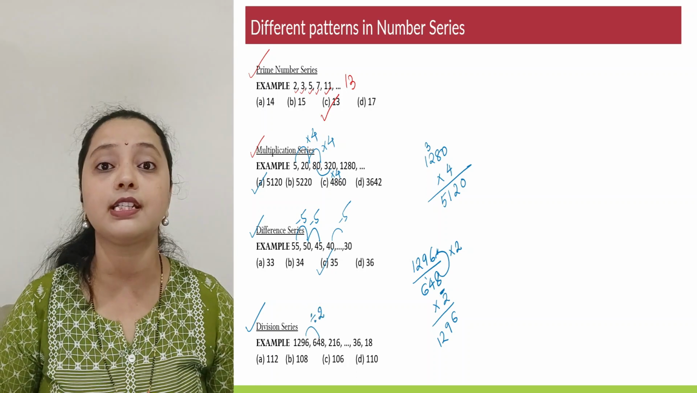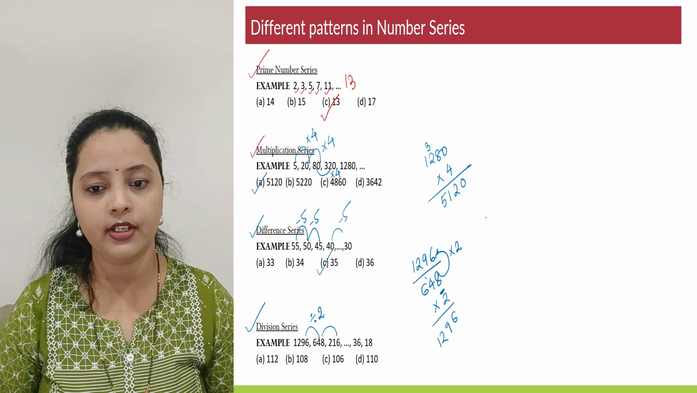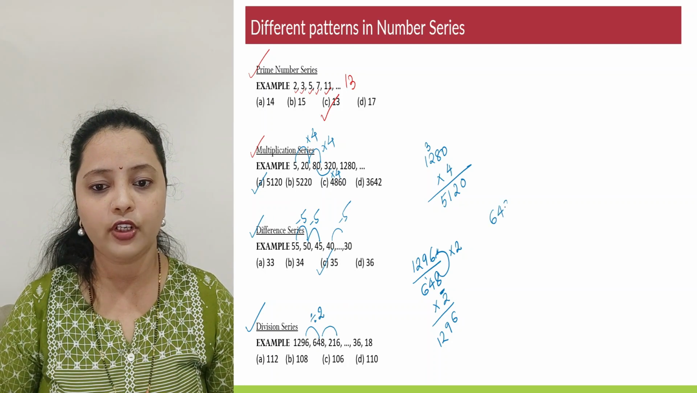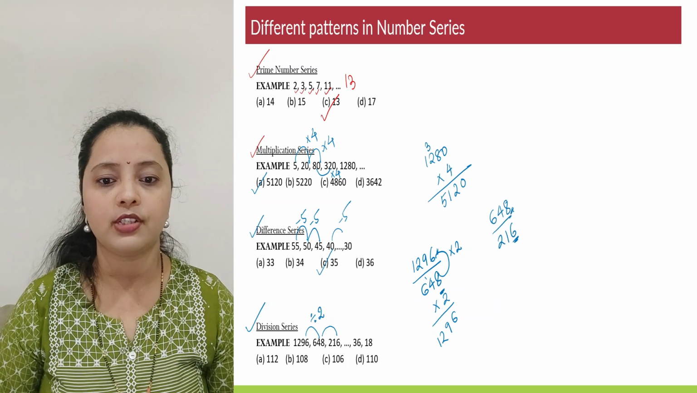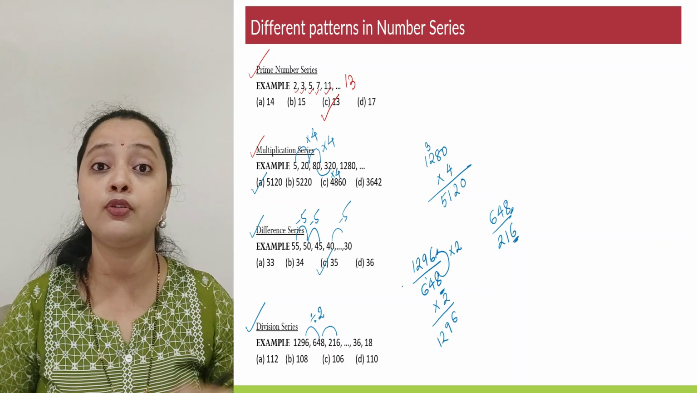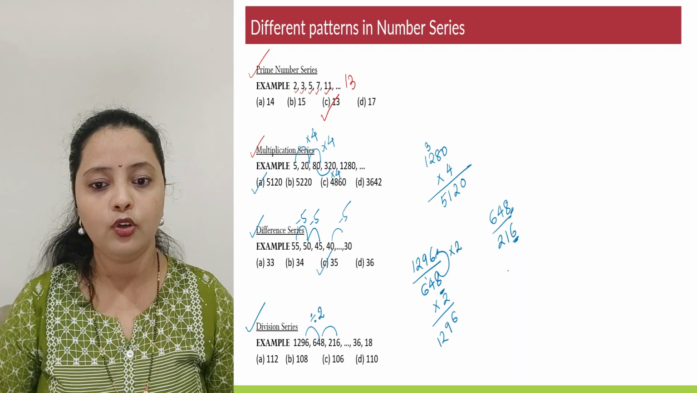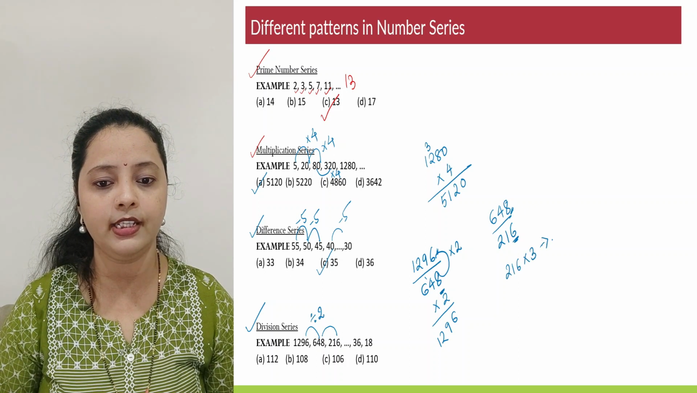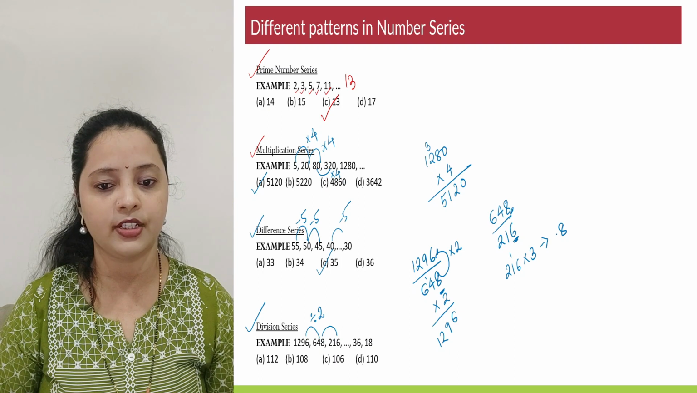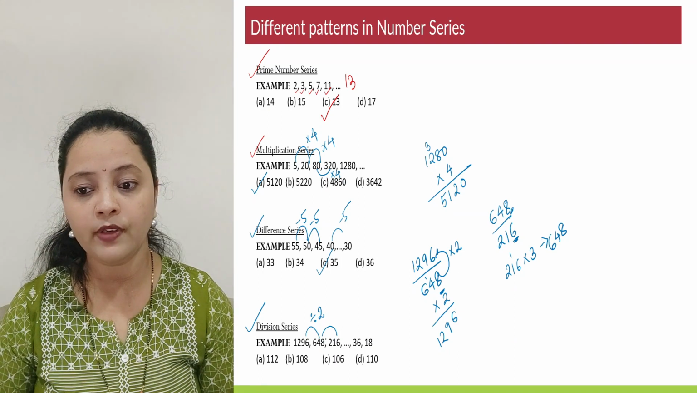Now going forward, 648 and 216, again we'll approach with a similar approach. 648 and 216, you have a 6 here and you have an 8 here. So 6 into what gives you 8? 6 into 3 gives you 18. So obviously we'll have to try whether 216 multiplied by 3 gives us 648. So 3 6s are 18, carry 1. 3 1s are 3 plus 1 is 4, and 2 3s are 6. It does give us that. So 648 to 216, what is happening?